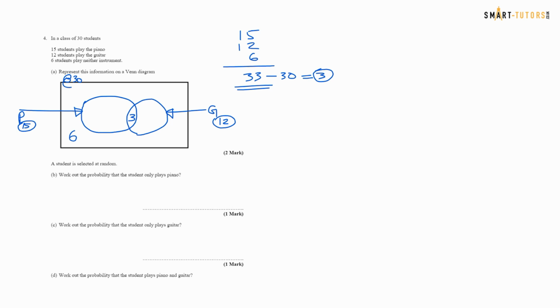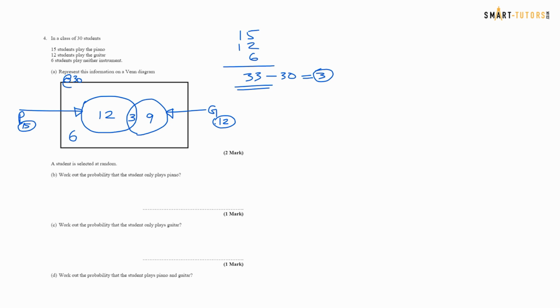Now 15 take away 3 is 12. 12 take away 3 is 9. So if I add all the numbers here, 12 plus 3 is 15, 24 plus 6 is 30. This is how to fill up this Venn diagram. So add them up, take away from 33 minus 30, which is 3, that is the intersection part.